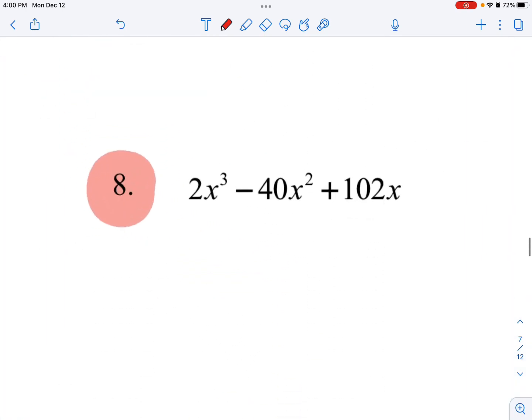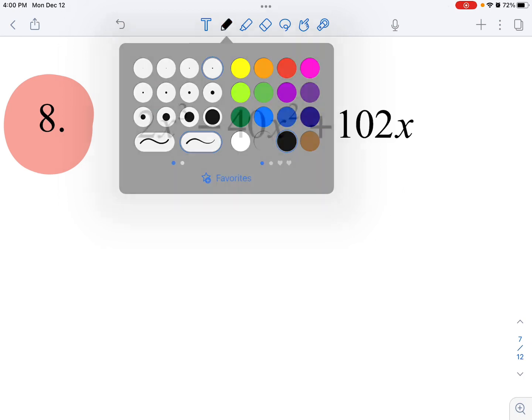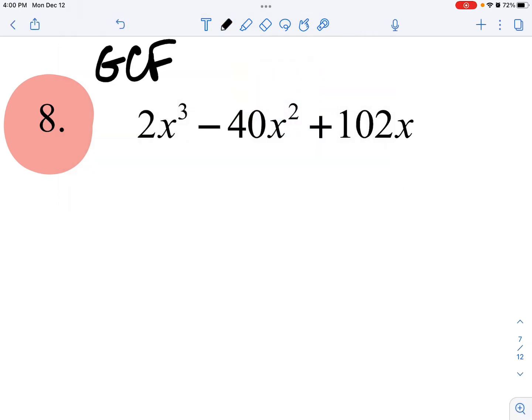Okay, number 8. Maybe you're like, whoa, do I multiply 2 by 102? Well, let's stop first because I think this one also has a GCF. That will make your life way easier, okay? What can you divide 2, 40, and 102 by? You can take out a 2. This is x to the third, this is x squared, this is x. The smaller of all of those is just x.